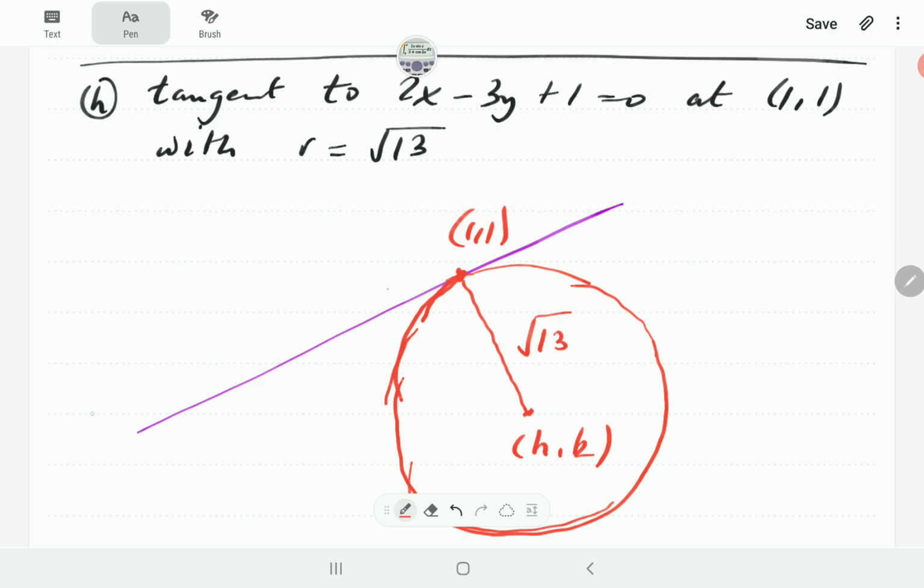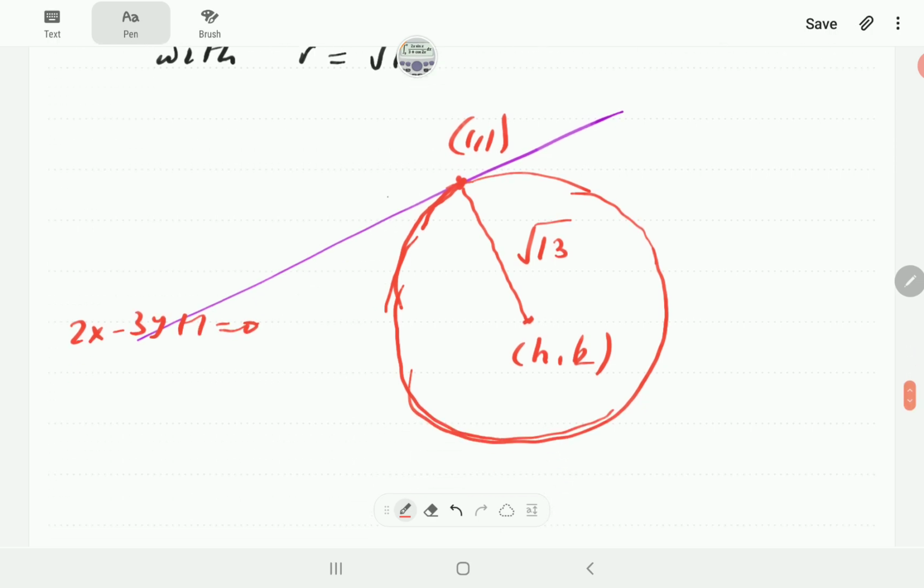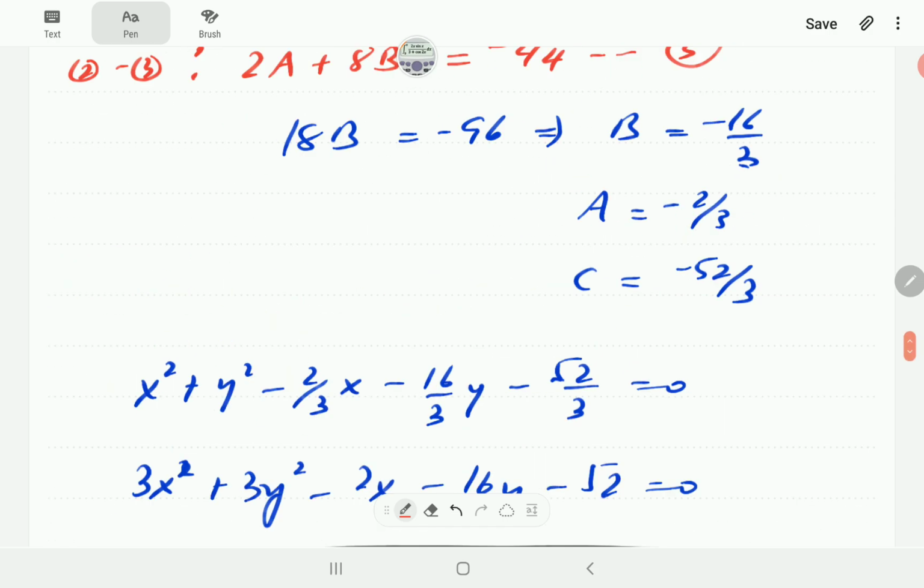The equation of the tangent is 2x minus 3y plus 1 equal to 0. So we have got two unknowns here, if you like, h and k, so we need two equations. One of the equations we can get by writing this in normal form and then plugging in h, k, because we know the radius is square root 13.